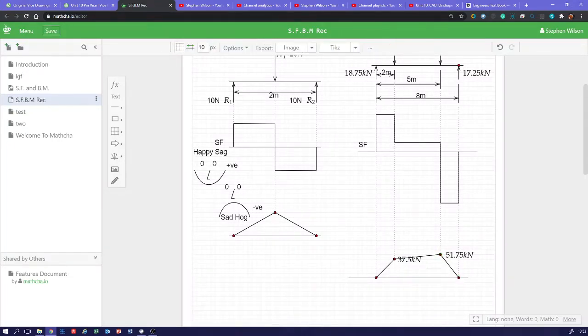Okay, and that's it. That's our bending moment diagram. Let's just move that there for a bit of tidiness. And that's our bending moment diagram. That's how we do a bending moment diagram.